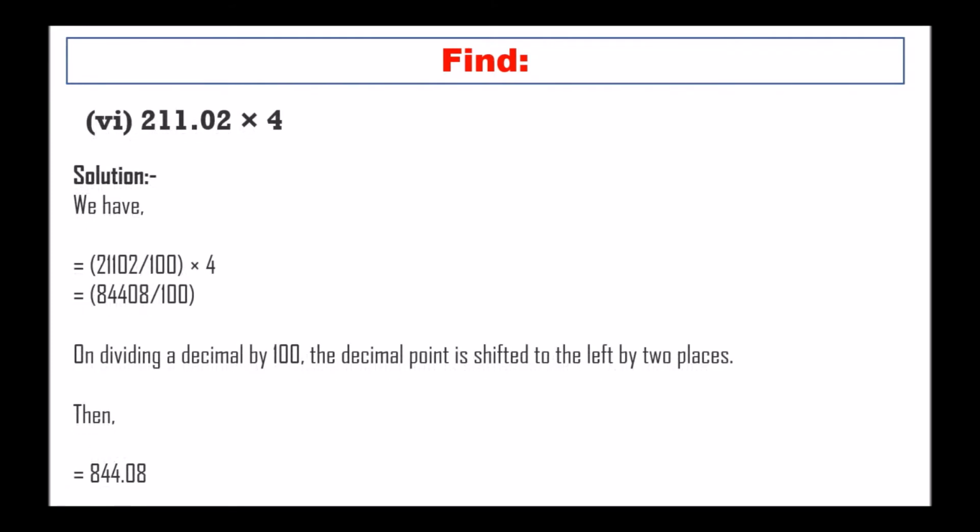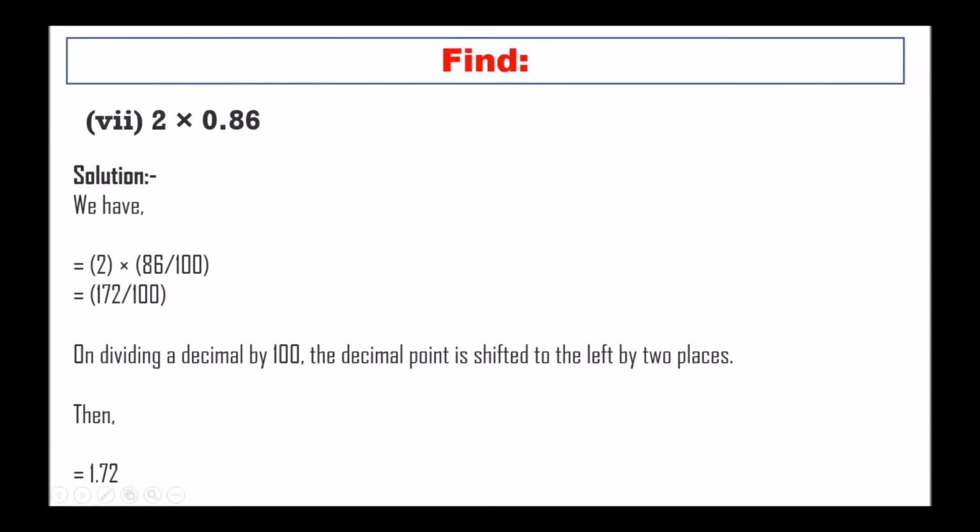211.02 into 4. Now after the decimal, two digits are there. So we will divide it by 100. So 21102 divided by 100 into 4. Now we will multiply 21102 by 4. So we will get 84408 divided by 100. Now on dividing by 100, the decimal point is shifted to the left by two places. That is 844.08.